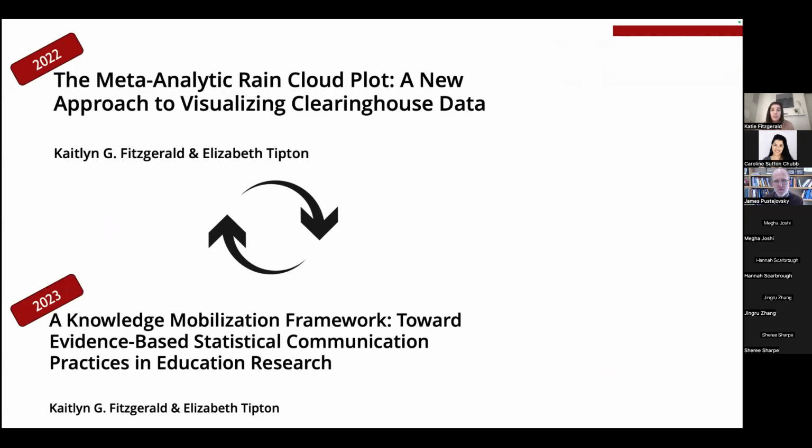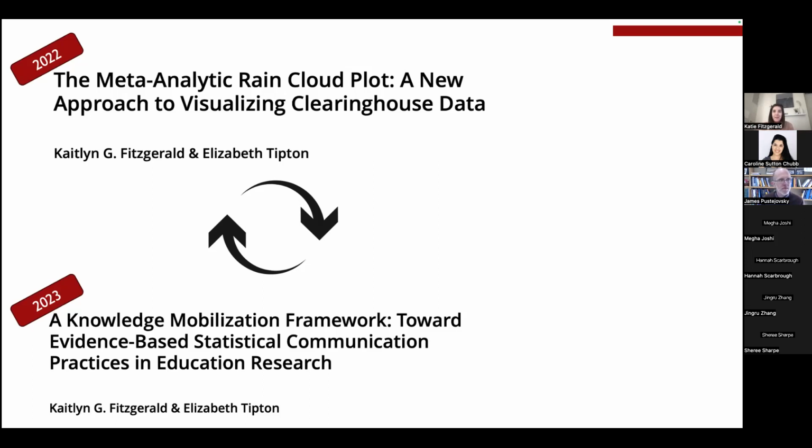The first one was from last year, where we presented a new visualization, the MARC plot, as an alternative to a forest plot. I'll work through what the evidence says about why a forest plot might not be the best choice when we're communicating to decision makers.